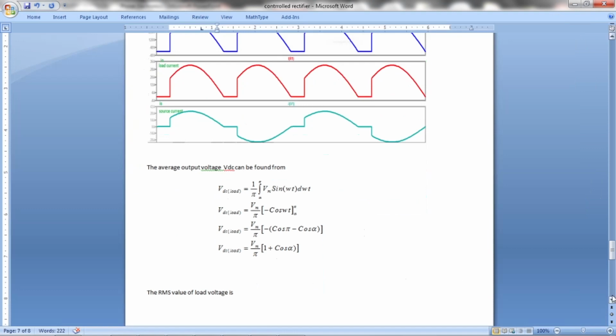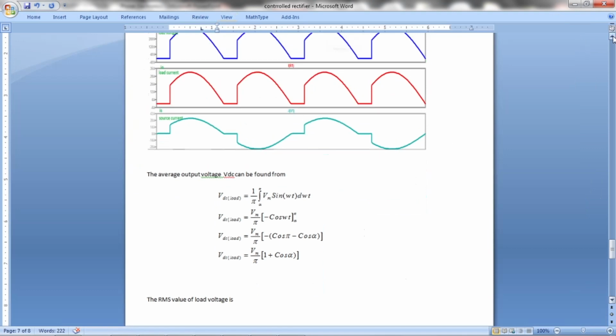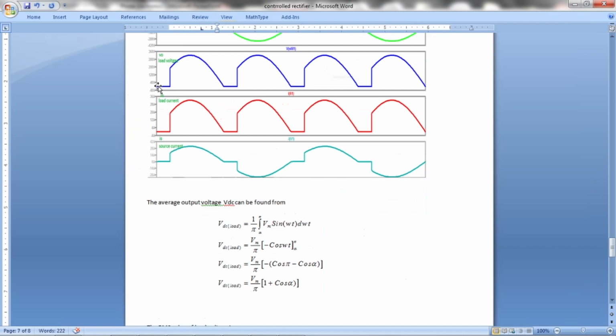And what is the RMS value of the load voltage? For the same waveform, we need to take the RMS value. RMS means root mean square. We need to square these values, take the mean of that, and then take the root of that.